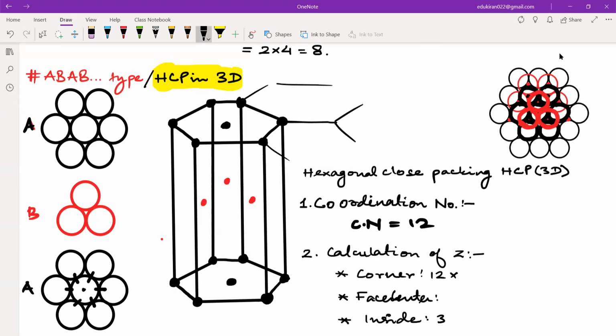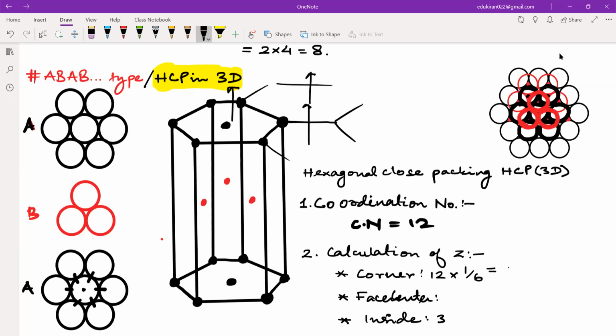ये देखिए, एक फ्लोर में कितना बन रहा है? 3 बन रहा है, एक कॉर्नर को कॉमन लेके, है ना? If this corner is common, then we are making 3 unit cells in the same layer, correct? अब एक इसके ऊपर होगा, क्योंकि ऊपर भी तो बनेगा, right? In the above layer. So total, one corner is shared by 6 rooms, है ना? 3 एक layer में, 3 ऊपर वाले layer में.